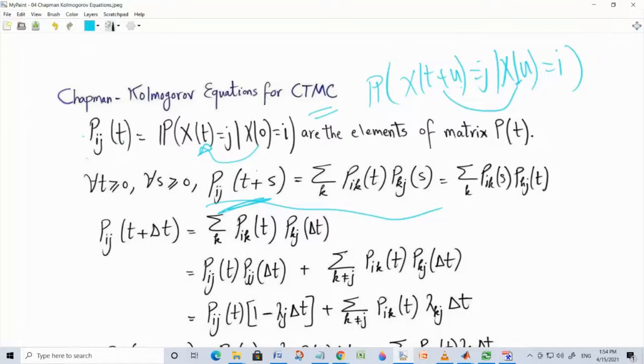So P_ij of t plus s. How can you interpret it? It's the probability that x of t plus s is equal to j, given that x of 0 is equal to i. And you can write this as a sum. Basically you sum over k in S, the state space of the Markov chain. You go from i to j in t plus s seconds by going from i to k in t seconds, and then from k to j in s seconds.